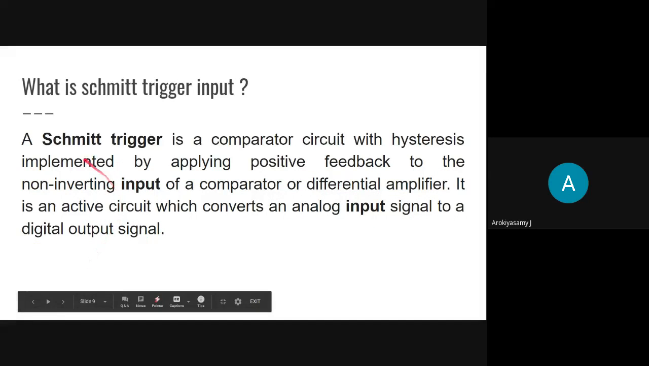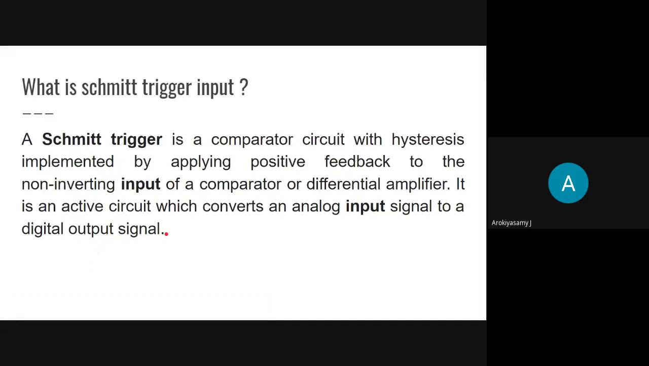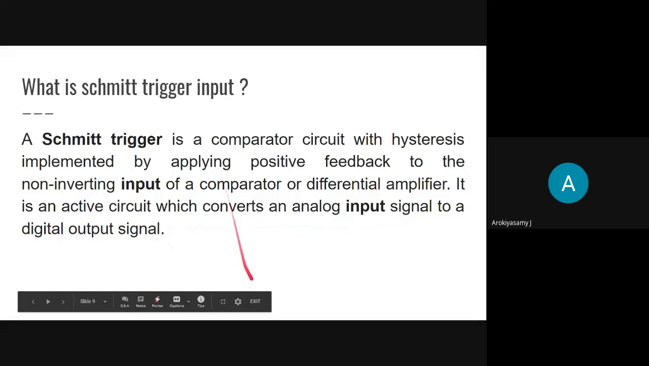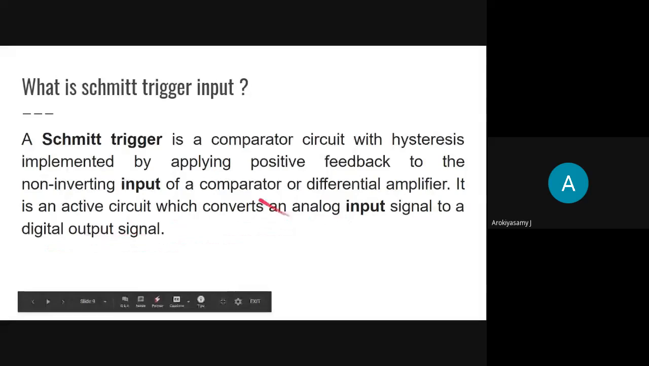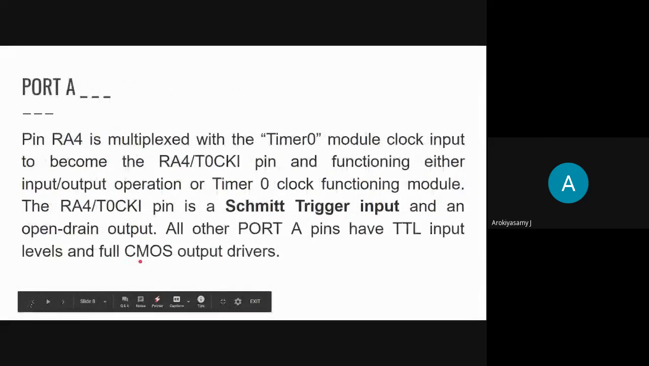That means if you give any kind of signal to the Schmitt trigger input, RA4 acting as a Schmitt trigger input, it will be converted into a square wave. So an analog signal will be converted into a digital signal. Any zigzag variations appearing on the RA4 pin will be converted into a digital signal by the Schmitt trigger action. The next one, CMOS output drivers, TTL input levels.